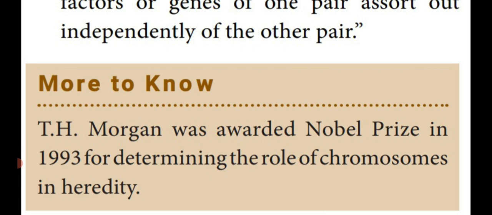And also, see the more to know paragraph. T.H. Morgan is a geneticist, awarded the Nobel Prize in the year 1933 for the determination of the role of chromosomes in heredity.